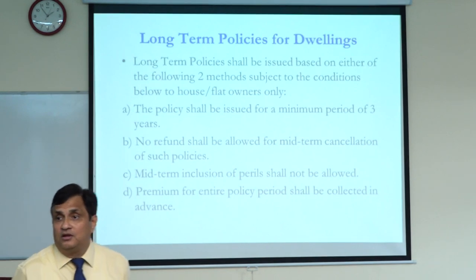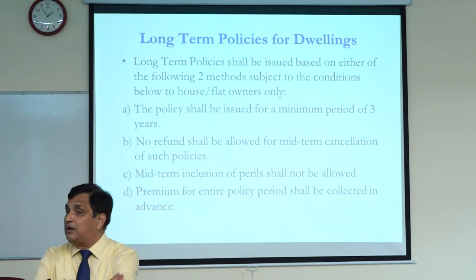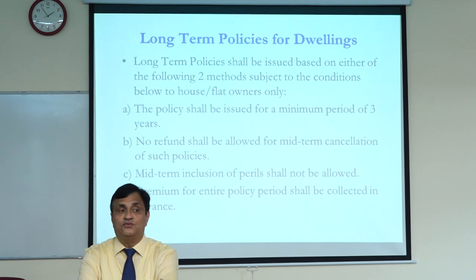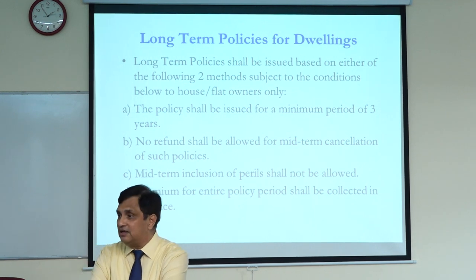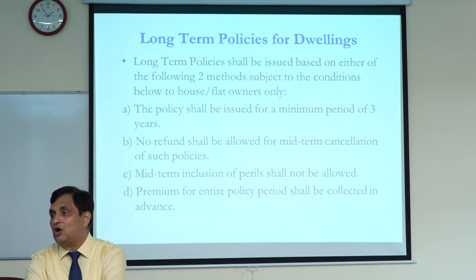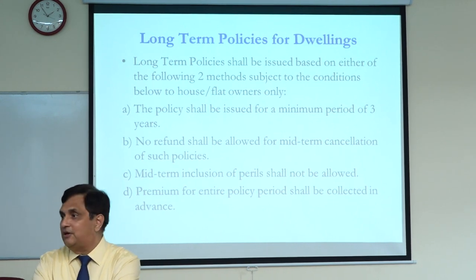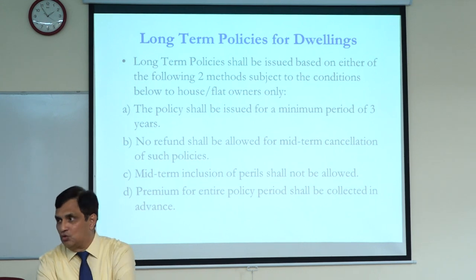For example, if you have covered a fire policy, and at the starting you did not buy earthquake extension, after 5 years you are not allowed to buy earthquake. Midterm inclusion of a peril will not be allowed. If you want to buy earthquake also, buy it at the starting, but not in between. That is the rule over here.